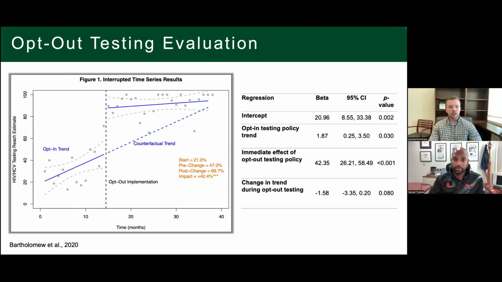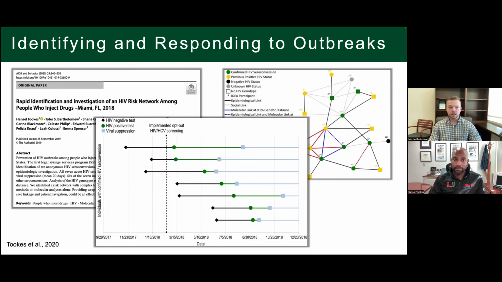uptake. Now, as Hansel mentioned previously, we actually identified an HIV outbreak or a cluster that happened through our opt-out testing approach. You can see right here in the graph, in the middle, when we actually implemented opt-out testing. The black dots are an HIV non-reactive test among a client. And then you can see when we had reactive tests come back. So we actually identified 7 new seroconversions. So people who had tested negative with our program before were then testing reactive for HIV.